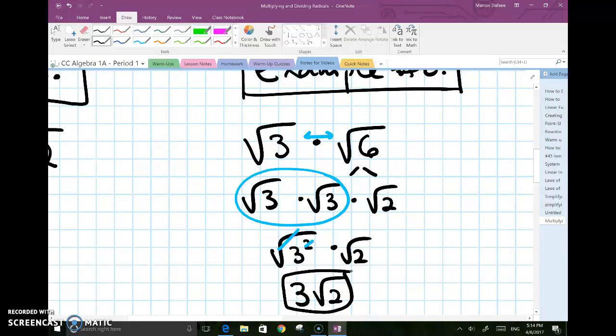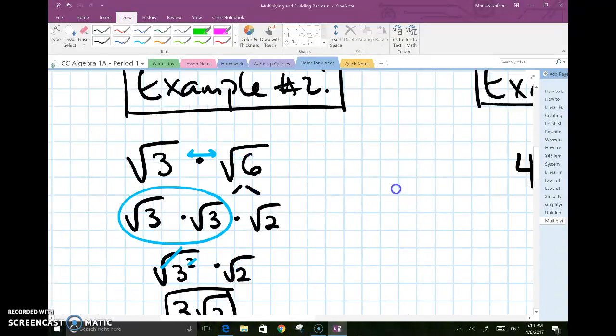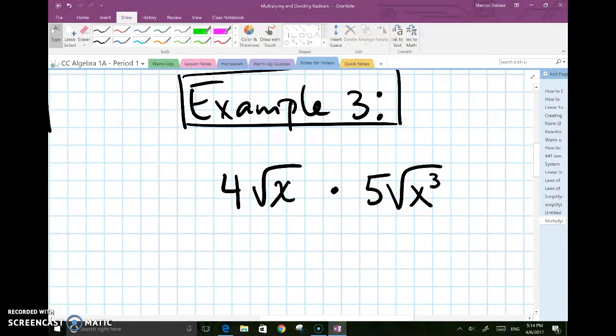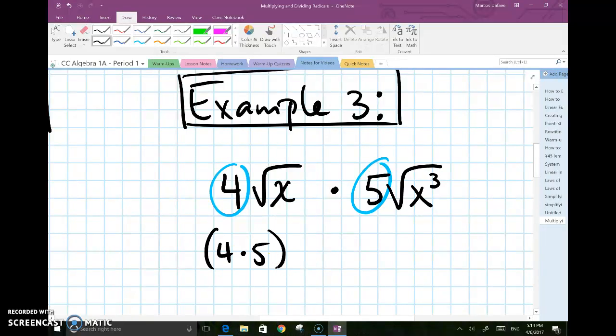I cannot do anything, so I leave it there. Okay? Example 3. In example 3, I have coefficients outside. So I have this 4 over here, and I have this 5 over there. And so what I want to do is group them together by type. So 4 times 5.